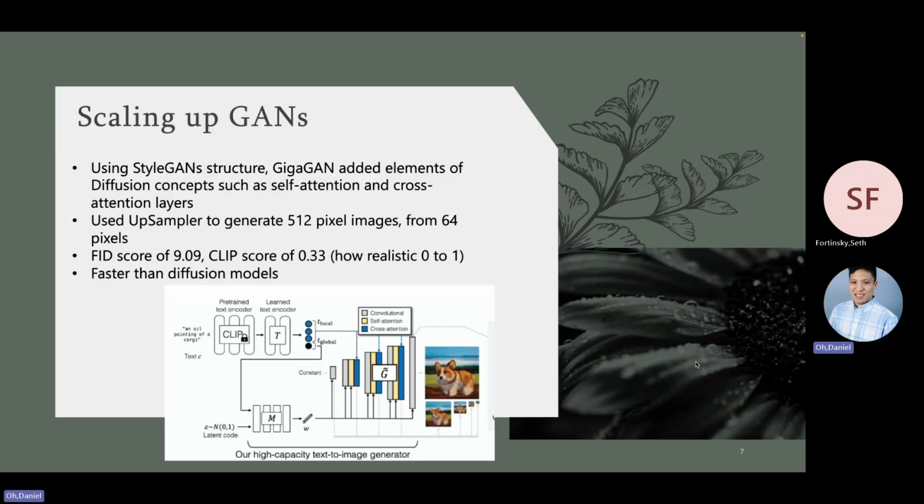Scaling up GANs uses StyleGAN as well, while adding in elements of diffusion concepts such as self-attention and cross-attention layers, and uses upsamplers to generate 512 images from 64 pixels.